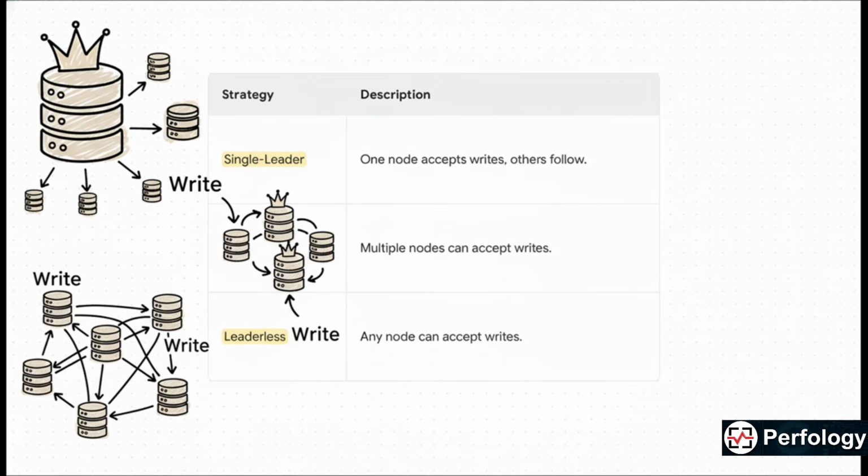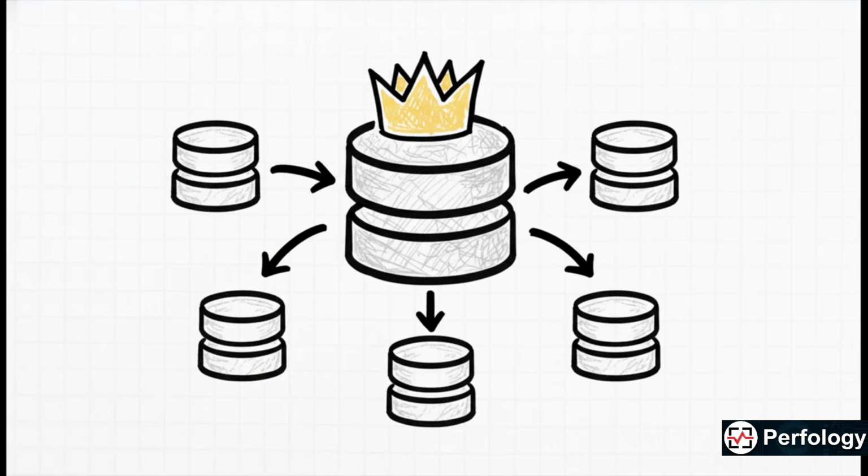You've got multi-leader, where a few databases can be the boss. And then there's leaderless, where pretty much any copy can accept changes. Now, the most popular approach, by far, the one used in tons of databases you've probably heard of, like PostgreSQL and MongoDB, is single leader replication. So understanding how this one works is really key to understanding how most big apps function. It's simple in theory, but it comes with some really fascinating trade-offs.